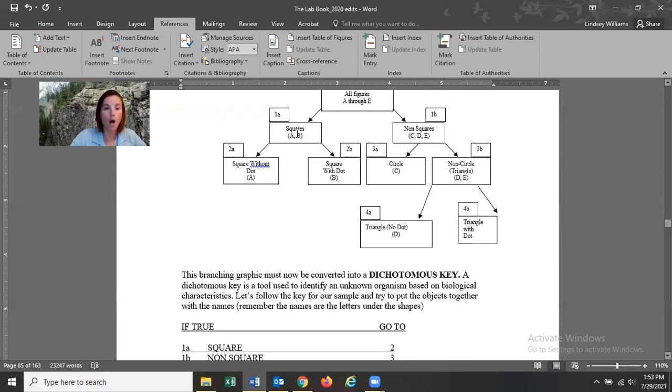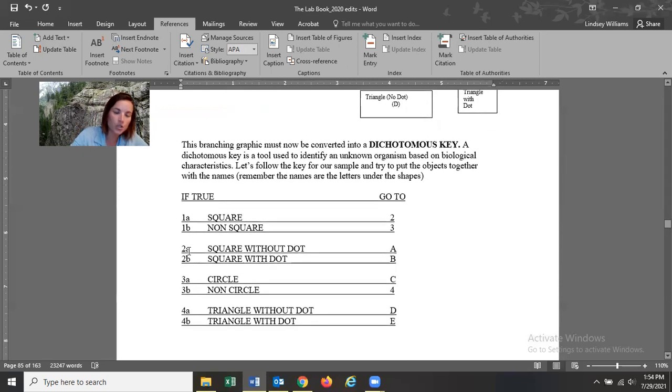If you are a square, you're going to go down to tier 2, division 2. You don't know which side of 2 you belong to until you get there. You don't know that you're A or B. You have to go to 2, read the characteristics, and then decide if you are 2A or 2B. So don't put A's and B's over here other than the name of the critter.